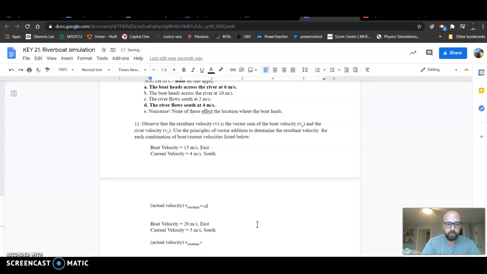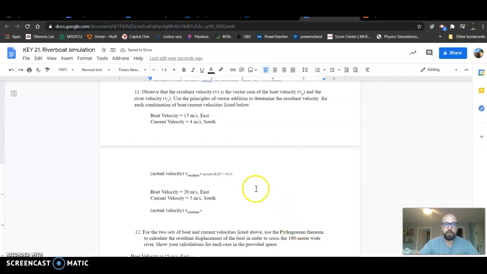So square root of 15 squared plus 4 squared. Let me pause it while I calculate that. So that gives us 15.5 meters per second.